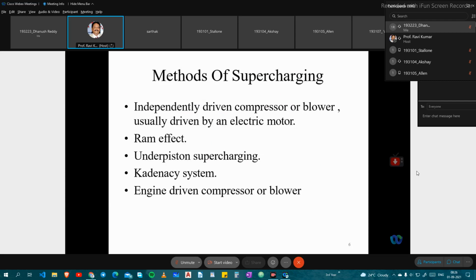And we have the methods of supercharging. Method one: an independently driven compressor or blower, usually driven by an electric motor. Anyhow, in motor cars, lorries and buses we have battery operated systems. But initially the supercharger will be activated, or valves operated, and they have a Bendix drive. The Bendix drive has a mechanism to start the engine; Bendix is the scientist who found this mechanism.